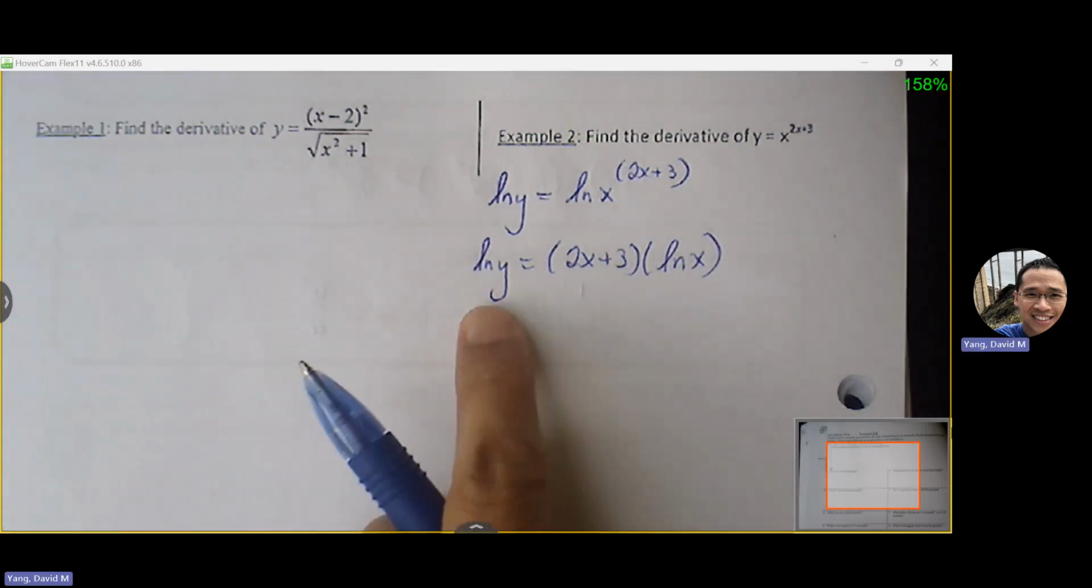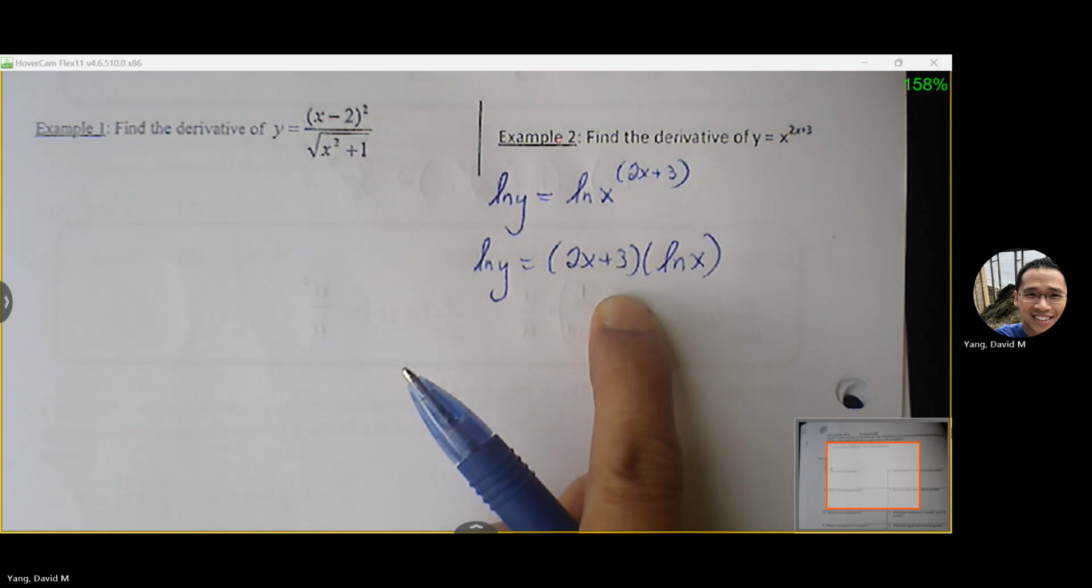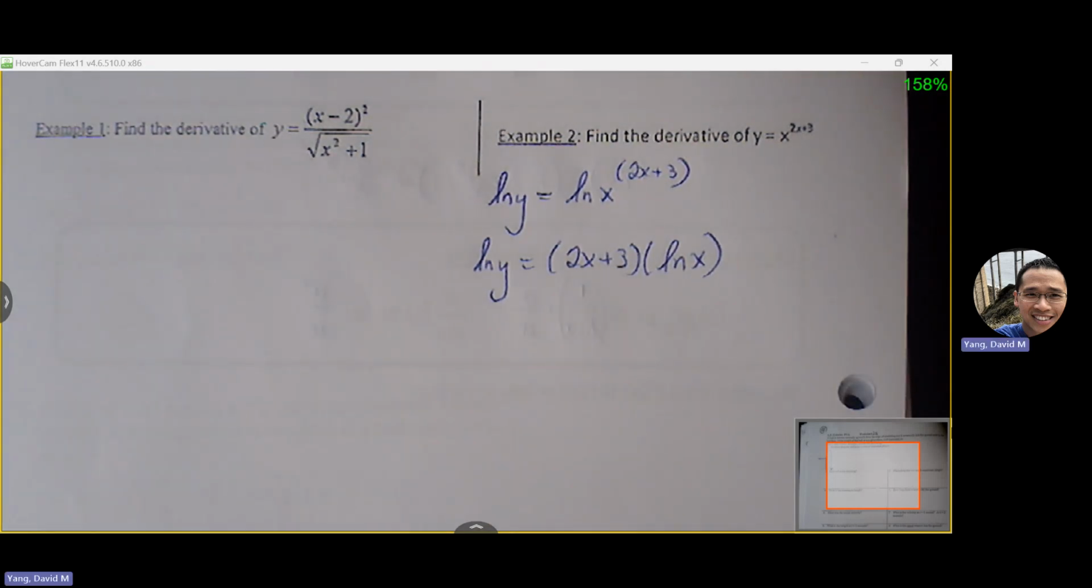So I want to find a derivative. The left side is just what? Good, same thing: 1 over y times dy/dx. But the right side, what's involved here? Say it again? Product rule.